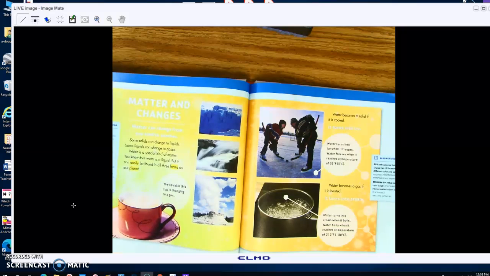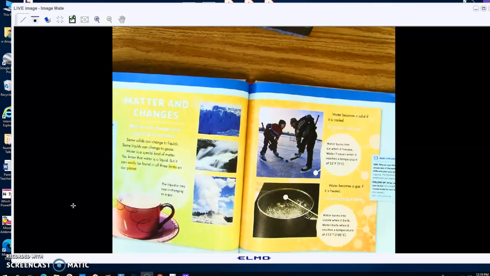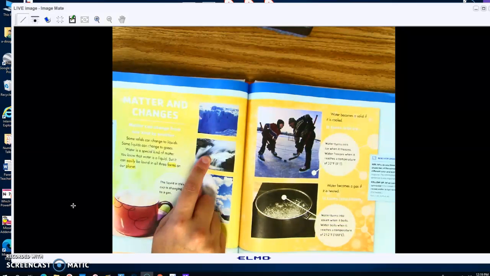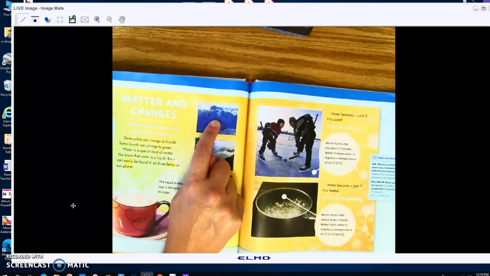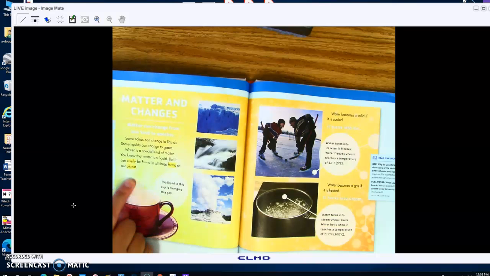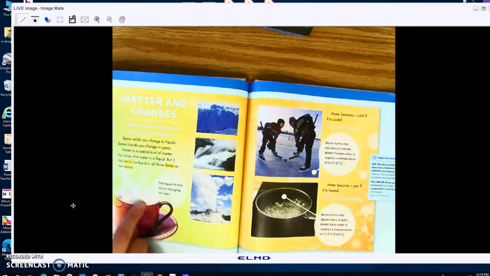So let me do my own inference. The text on this page says that water can be found in all three forms on our planet. I know from reading that the three types of matter are liquids, solids, and gases. So using what I already know, I can infer that this page is telling me water can be a liquid. So here it is, a liquid in a stream. Water can be a solid, like the ice, or it can be a gas, like the liquid in this cup is changing into gas, or the steam coming out of this geyser right here is gas. So the coffee is liquid, but the stuff coming out of it, the steam, is a gas.